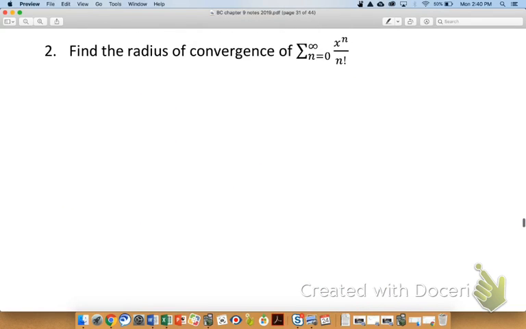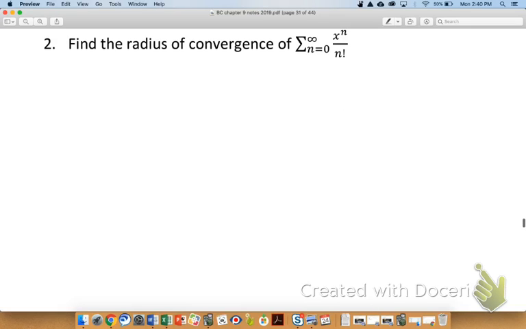Number 2 obviously is a little simpler looking. By any chance, does anybody recognize what number 2 is? Looking at that nth term? It's e to the x, yes. Remember, e to the x is 1 plus x plus x squared over 2 factorial plus x cubed over 3 factorial. This is actually e to the x. So let's see for what interval, or for what radius of convergence, this matches e to the x exactly.